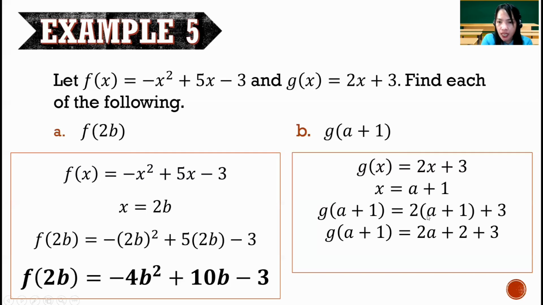To simplify, we're going to distribute +2 to a and then 2 to 1. So 2 times a is 2a. 2 times 1 is 2. Then copy plus 3. Simplify. 2a plus 2 plus 3 is 5. Final answer, we have g of a plus 1 equals 2a plus 5. Those are the answers in example number 5.